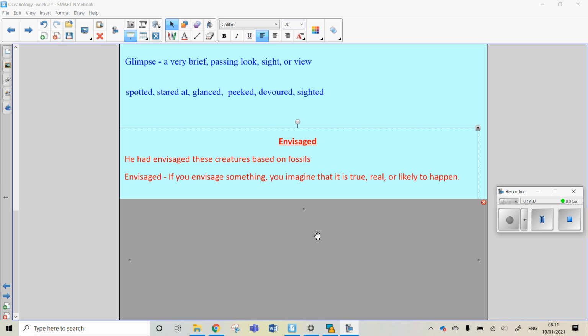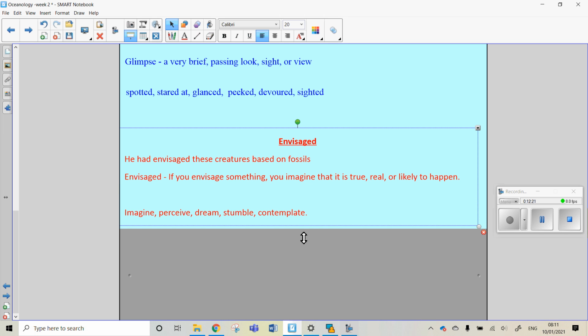Okay, the definition for envisaged is if you envisage something, you imagine that it's true, real, or likely to happen. So I've created some synonyms for envisaged. But again, one of these isn't a synonym for this word. Just pause on the video and have a look. Which of these are synonyms for envisaged, which isn't?